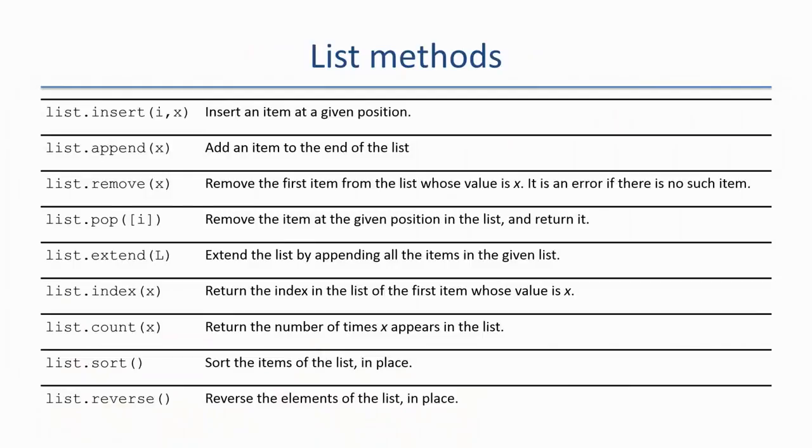Here is a table of the most common list methods. I should mention that there are many other methods. However, these are the ones which are often used. The first one is the insert method, which inserts an item at a given position. The second one is the append method, which adds an item to the end of the list. The next one is the remove method, which removes an item from the list. The next one is the pop method, which extracts an item from a list and brings it back to you. There are other methods, but I'm only going to cover the first 4 methods.